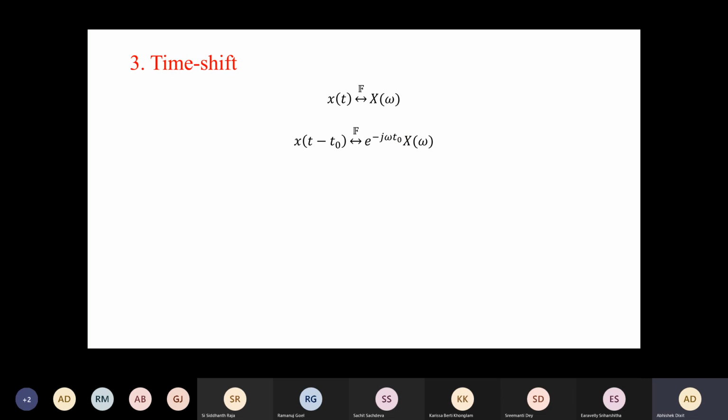Let us look at the third property. The third property we also saw in the case of Fourier series. If x(t) has Fourier transform X(omega), what is the Fourier transform of x(t minus t naught)? We have seen this in the case of Fourier series, that when I shift a signal in time domain, what happens to its transform? The transform gets multiplied by a phase quantity. So this thing is simply a phase. X(omega) will be multiplied by e to the power minus j omega t naught.